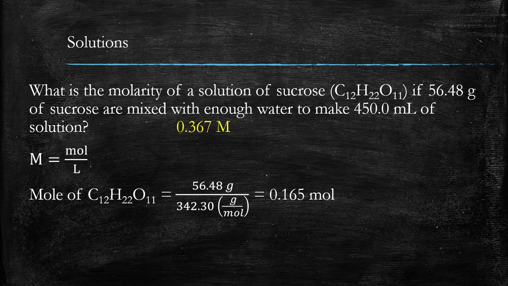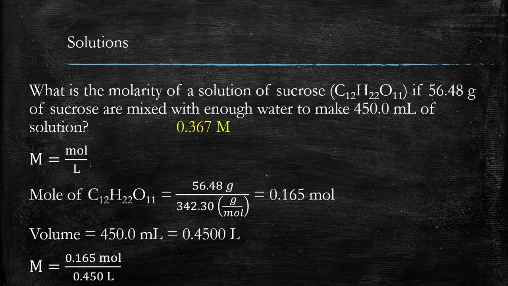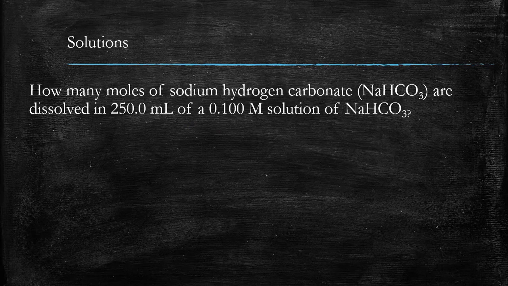The moles of the sucrose is equal to the grams of the sucrose divided by the molar mass, and that's 0.165 moles. The volume was given in milliliters, but we need to convert that to liters, so we divide by 1,000 and we get 0.4500 liters. Molarity is moles divided by liters, so 0.165 divided by 0.450. And that's 0.367 molarity. Next problem.